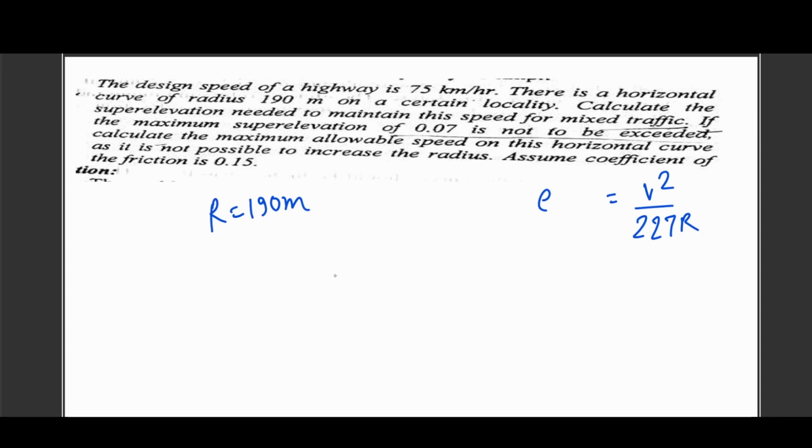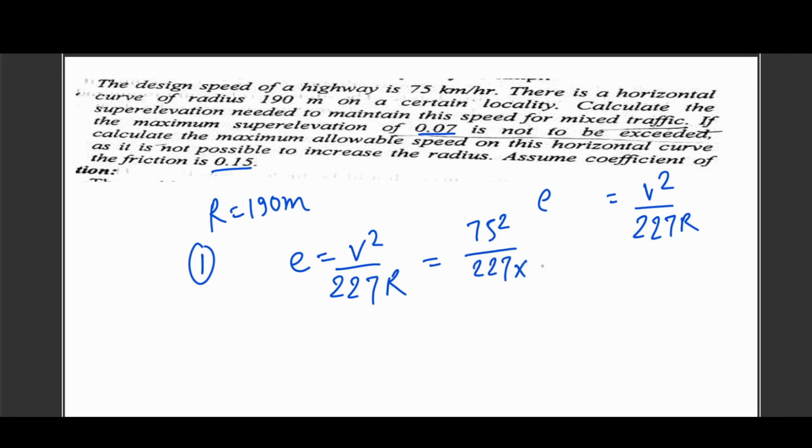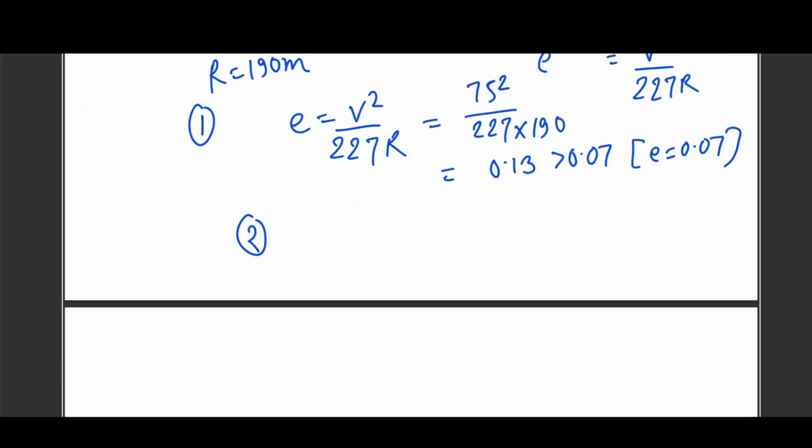This is the step for designing. First, same as the previous one, a maximum super elevation more than 0.07 is not provided. We have to remember this as well. 7% is the maximum super elevation and the coefficient of friction is 0.15. So let's do the first step as we have done in the previous one. So e equals, this is mixed traffic, so we should use this formula. On solving this, we get 75 square divided by 225 into r, which is given as 190, so the value will be 0.13. In the second step, obviously this is greater than 0.07, so our maximum super elevation is 0.07. I hope you have understood it as well.